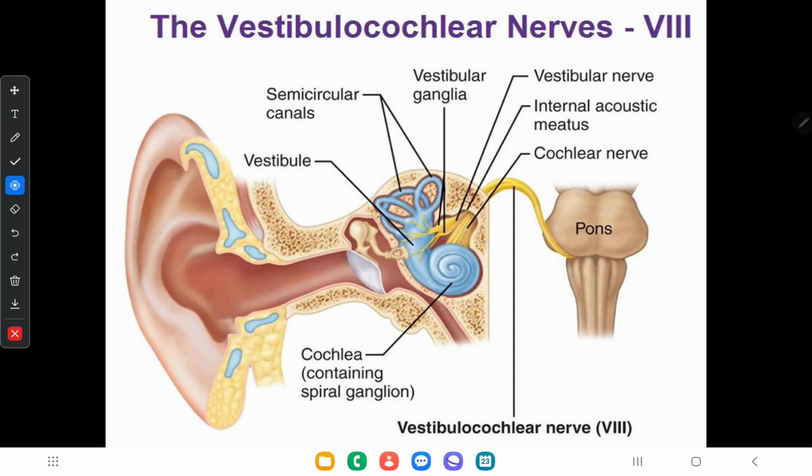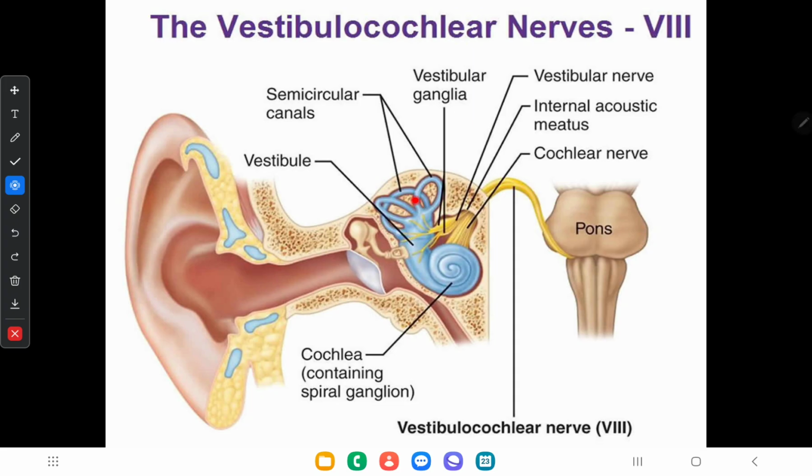First, we will discuss the vestibular nerve. The vestibular nerve carries sensations of position and movement of the head in space from the macula and cristae of the inner ear. The sensory ganglion related to this vestibular nerve is called the vestibular or Scarpa's ganglion.